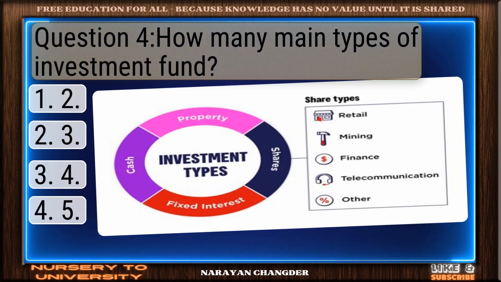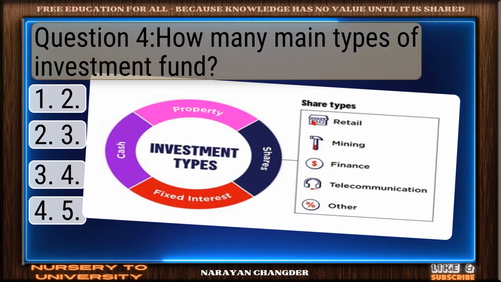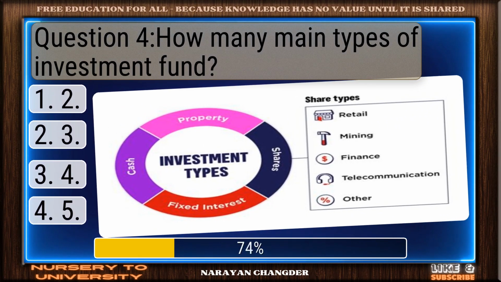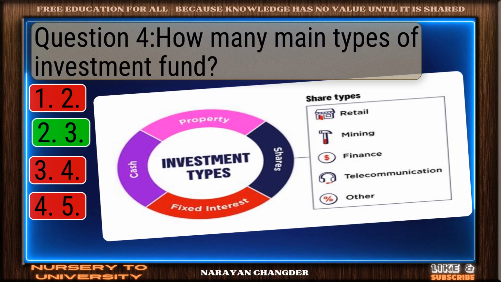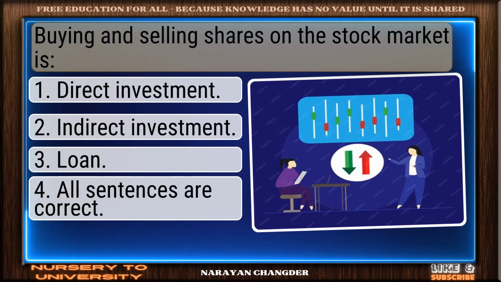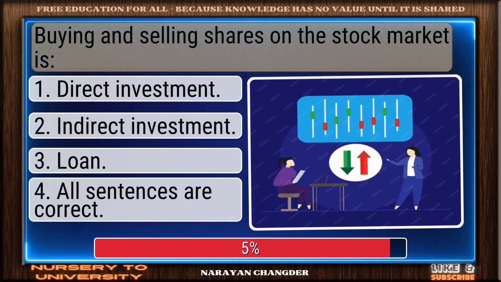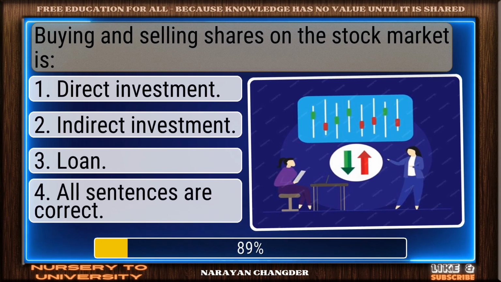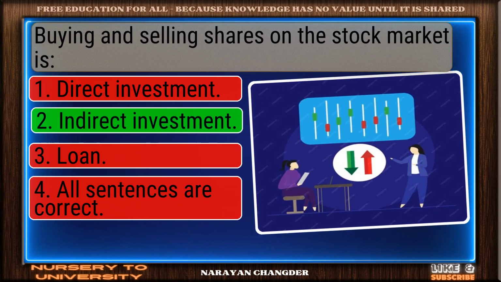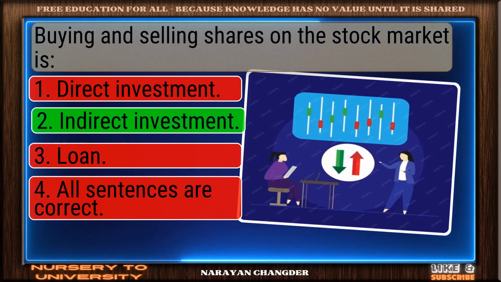Question 4. How many main types of investment fund? Well picked. 3 is the correct answer. Buying and selling shares on the stock market is On track. Indirect investment is the correct answer.